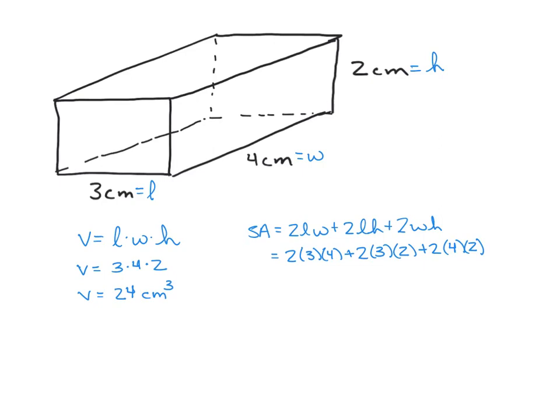All right, let's go ahead and multiply this out. 2 times 3 times 4 is 24, plus 2 times 3 times 2 is 12, plus 2 times 4 times 2 is 16. If we add this all together, we get 52 is our surface area. And we include our correct units. Remember, this is essentially an area, so it's going to be centimeters squared.